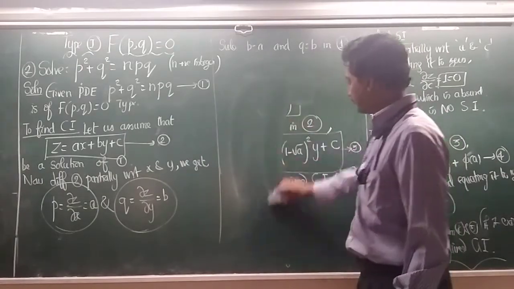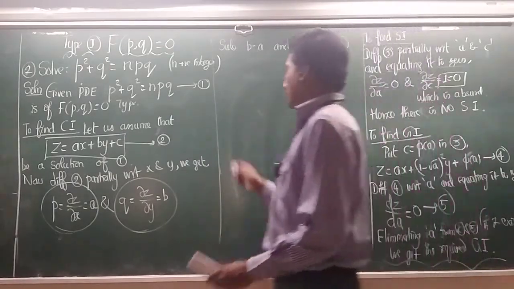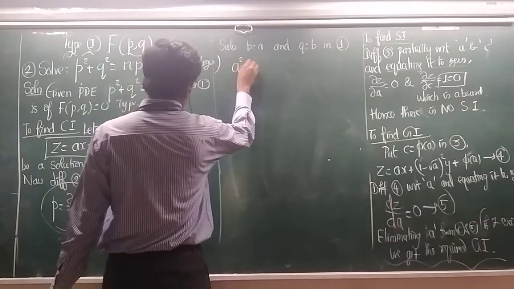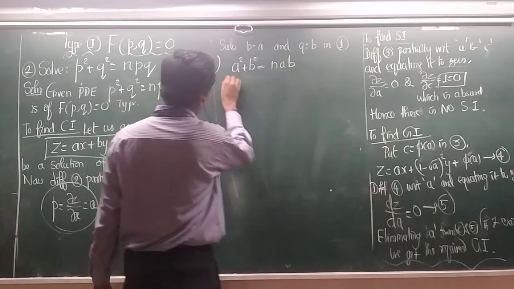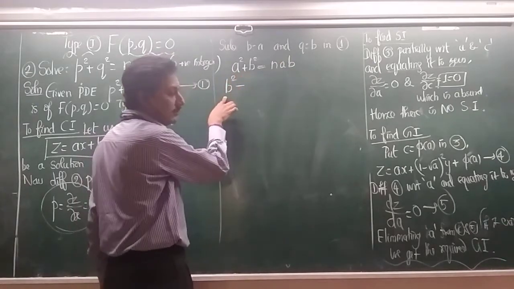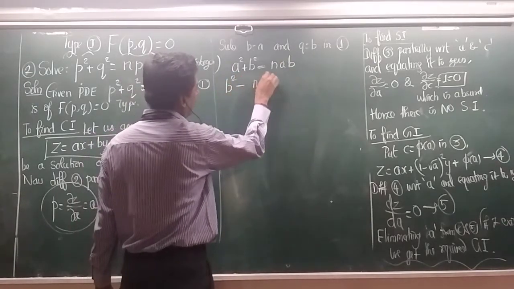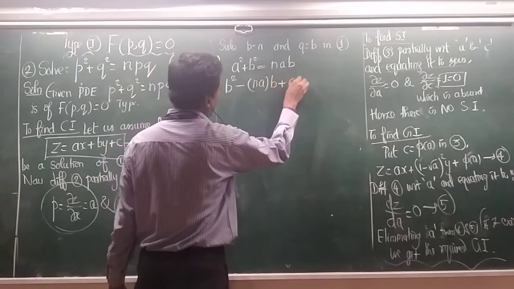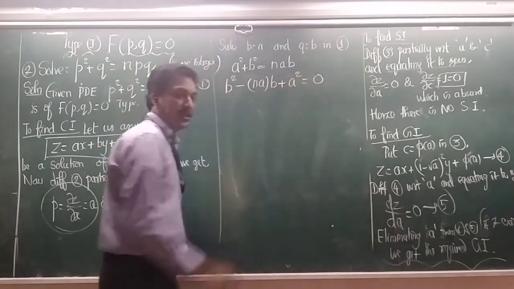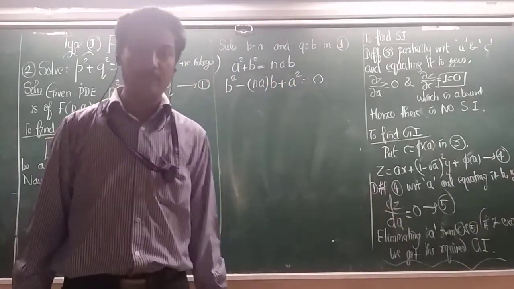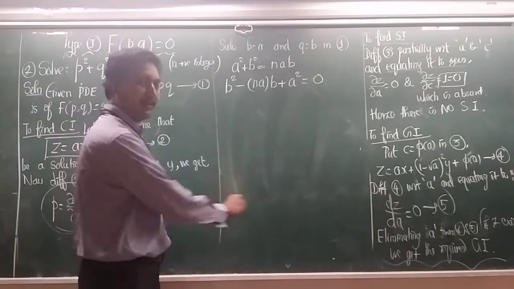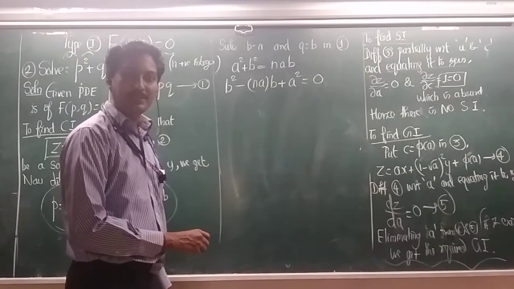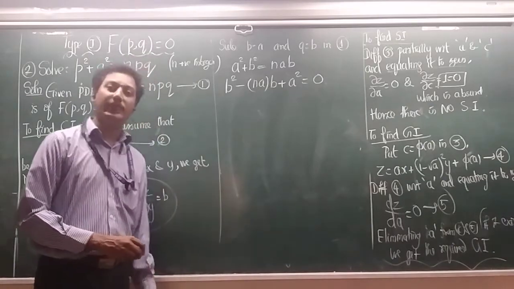Let us see. We get a squared plus b squared is equal to nab. My aim is to get the b value in terms of a. So b squared minus na into b plus a squared equal to 0. This looks like a quadratic equation in terms of b. So I need b in terms of a. So what's the quadratic formula? Minus b plus or minus square root of b squared minus 4ac by 2a.